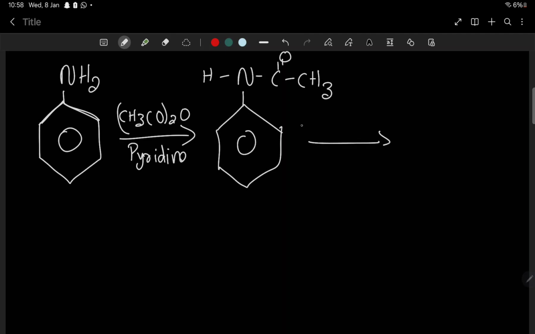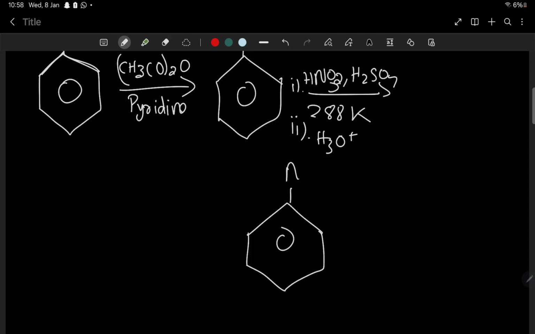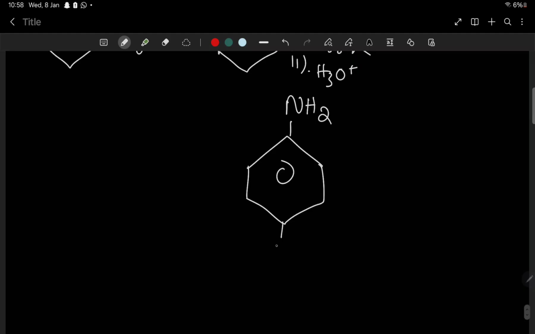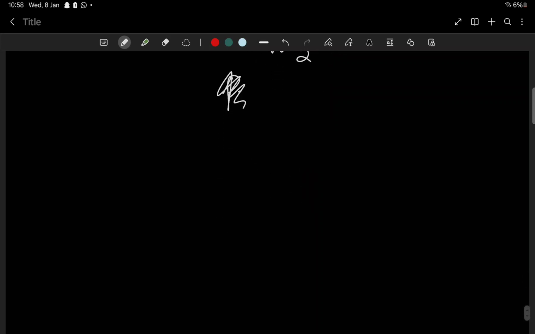Into this acetanilide, we are adding HNO3, H2SO4, at a temperature of 288 Kelvin. You first add this, then hydrolyze it. You get the corresponding NH2 and a para-substituted nitro group. You get para nitro, or 4-nitroaniline. Okay, this is about the nitration reaction. Now we have C, sulfonation.